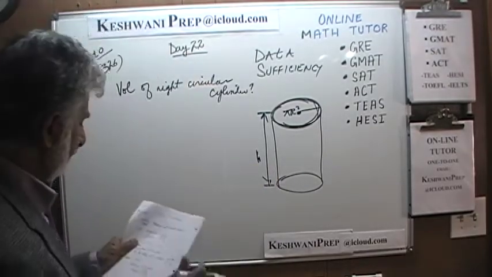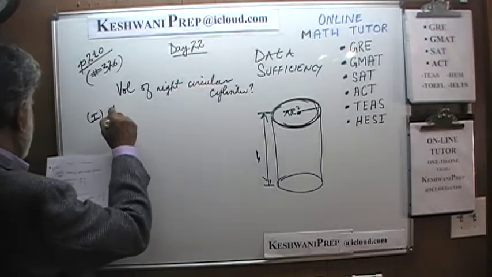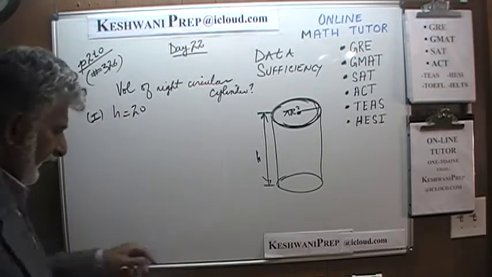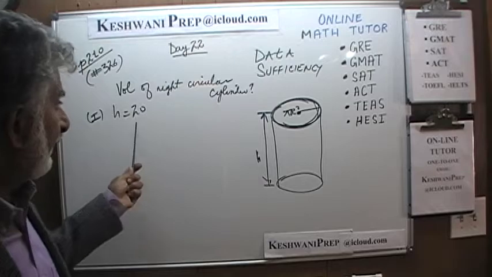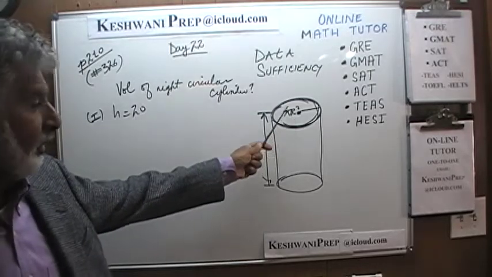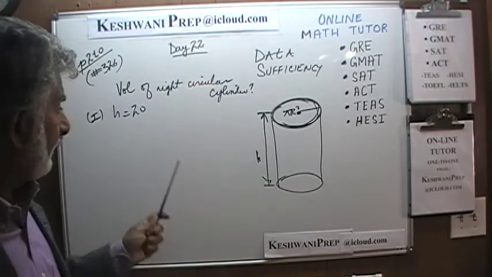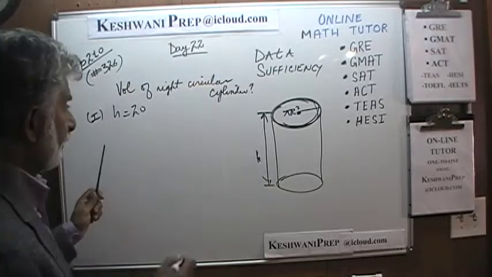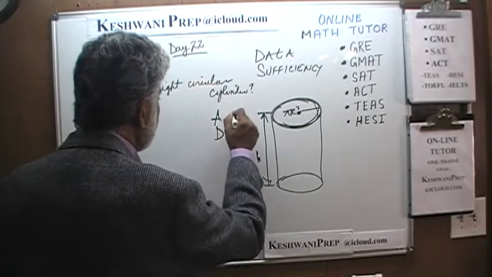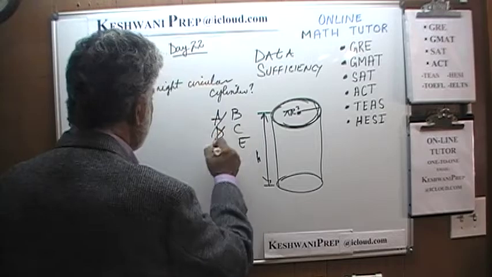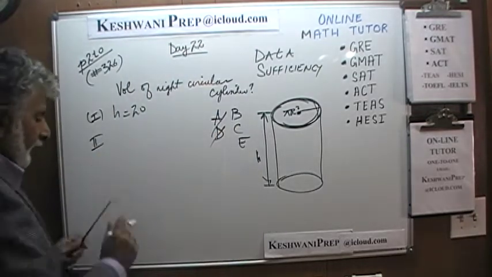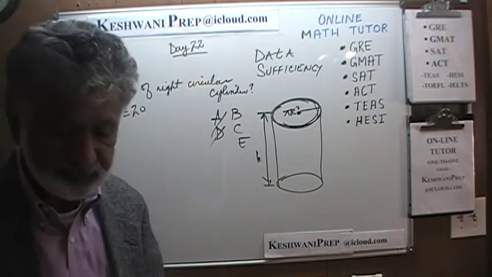If we have these two pieces of information, we'll be able to answer this question. Let's see what the first statement tells us. The first statement tells us that the height is 20. Well, that's very useful information, but that's not enough because we also need to know the radius to figure out how wide open it is on the top. The first statement by itself is not enough. A, D, B, C, E. Since the first statement by itself is not enough, the answer cannot be A or D. It will have to be either B, C, or E.